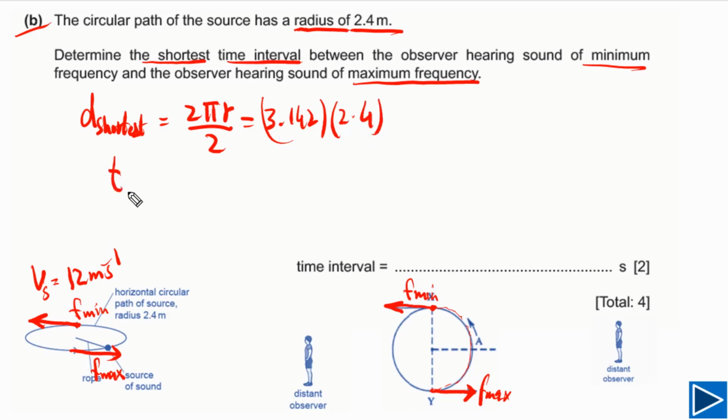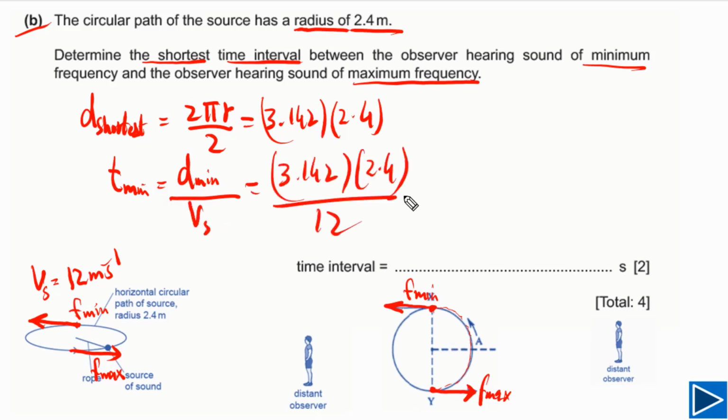We need to find the shortest time, meaning the minimum time, that will be equal to the minimum distance between 2 points, between this point and this point. So this is the minimum distance, and we need to divide by the speed of the source. If we solve this, our final answer is 0.63 second.